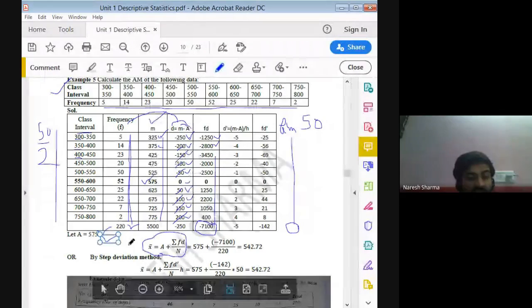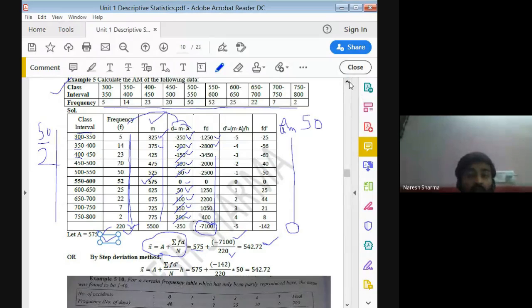Total frequency is 250. So assumed mean we put here 575. Then f into d summation is 7,100 with negative sign. Total frequency is 220. You just use a calculator, you get 542.72, which is your answer, right?